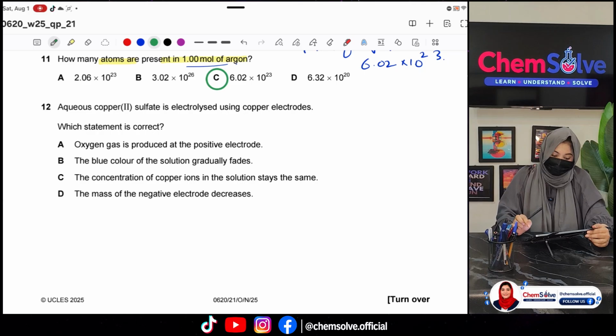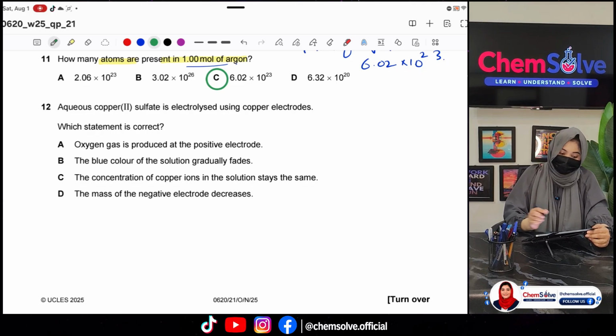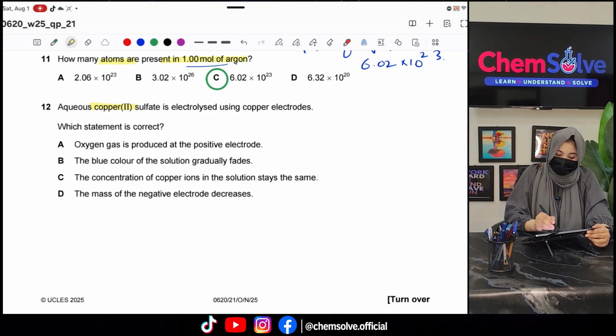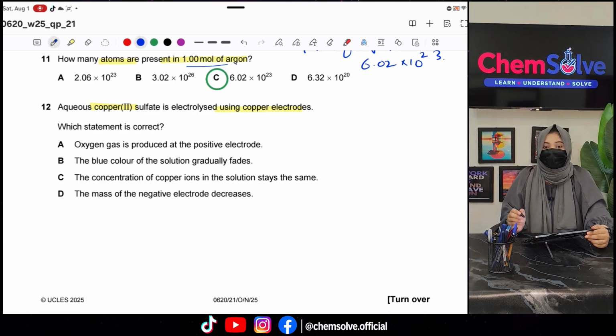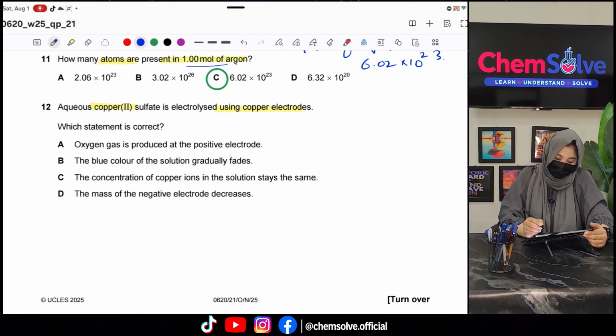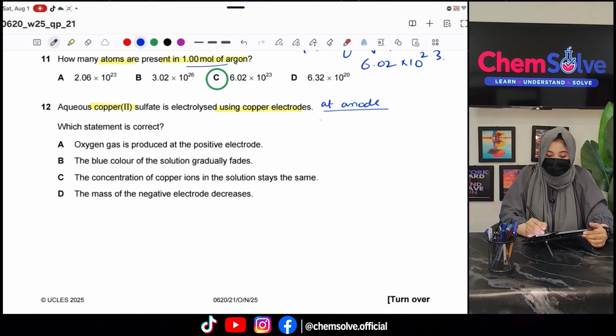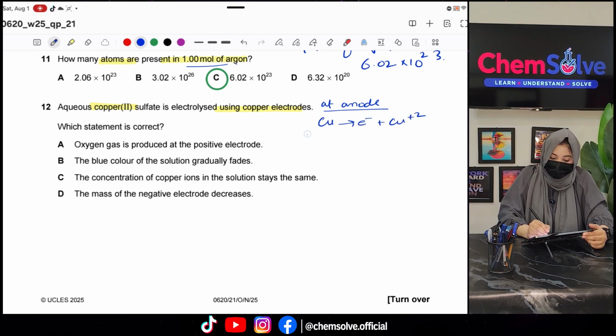Okay, question number 12. Aqueous copper sulfate is electrolyzed using copper electrodes. Which statements are correct? So let's make our own electrode equations first, then we will look at the correct statement. At the anode, what happens? It is made up of copper, right? So copper loses electrons and changes into copper positive 2. Copper is pink and copper positive 2 is blue, right?